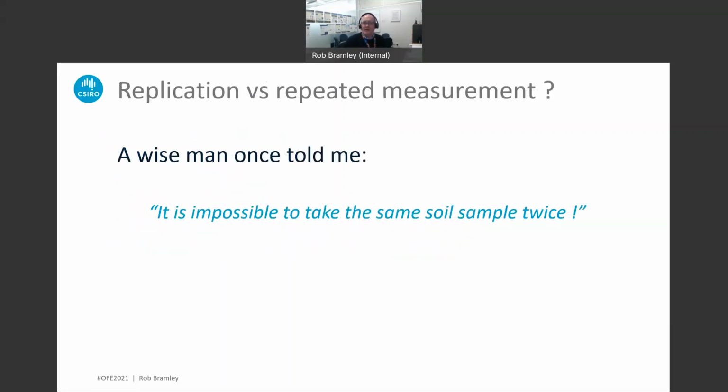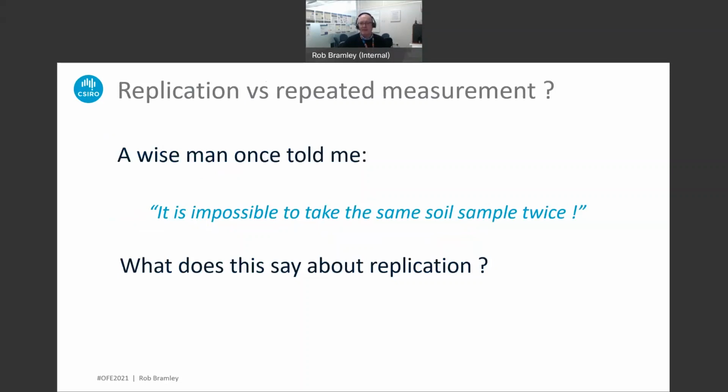Now, in terms of replication, it's worth pointing out something that a wise man once told me, and that is that it's impossible to take the same soil sample twice. Now, if you think about that, what does it say about replication?